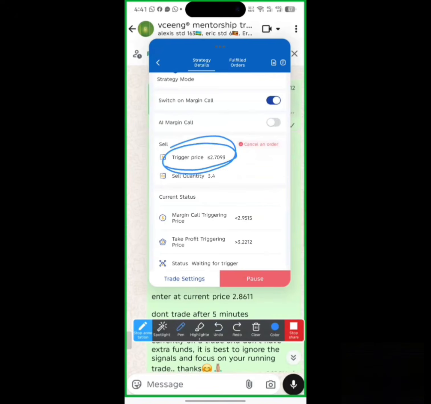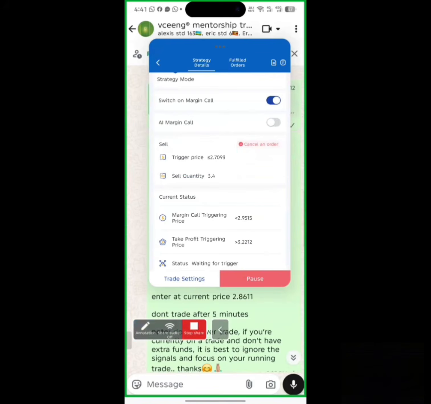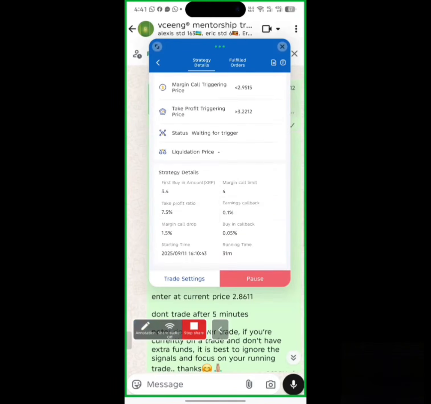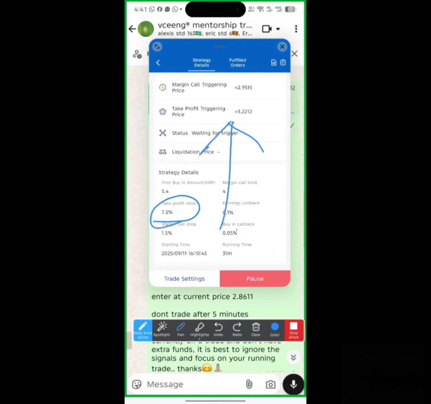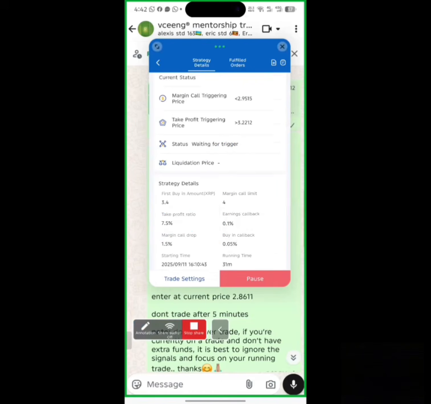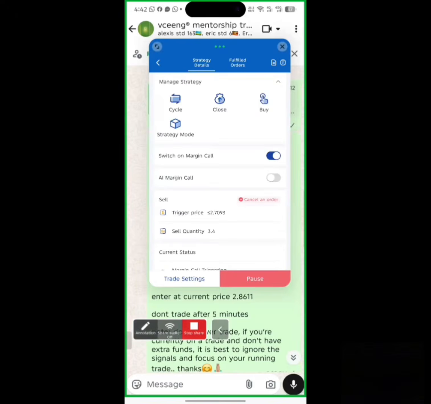But if you set a percentage, like we have set 7.5%, that's one you're going to see at the bottom here. You set 7.5. So if the coin reaches 7.5% above the entry price, it will sell for me and give me my profit. But if the coin goes down against me and reaches this sell price, then it will sell for me and I'm out of the trade.